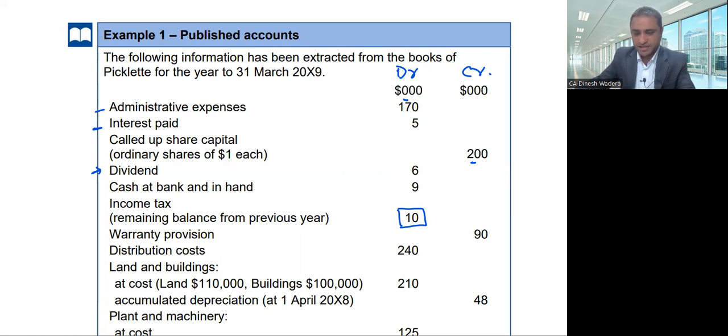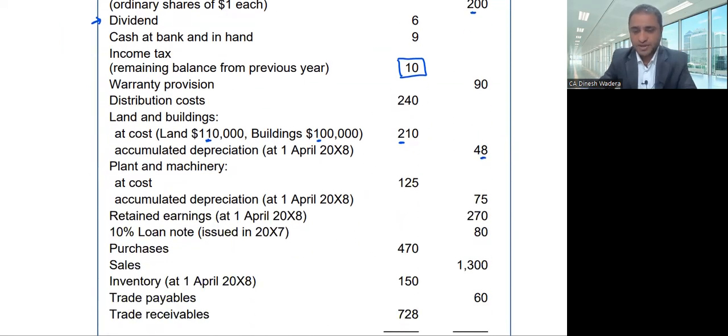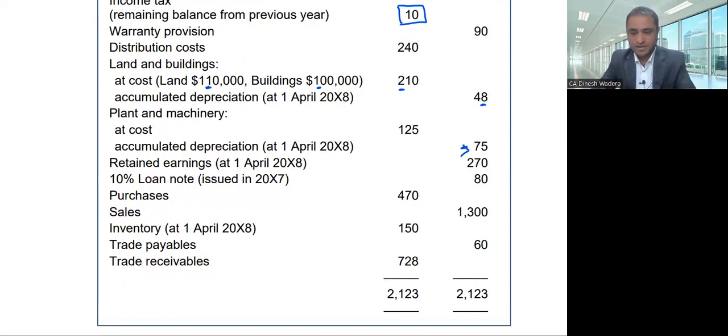We have land and building. Land has a cost of $110,000, while the building has a cost of $1 lakh, total of which comes to $210, wherein we have accumulated depreciation. The opening balance of depreciation is 48,000. All right. They will let us know what is the rate of depreciation. We have another non-current asset called plant and machinery, the cost of which is 125,000 and accumulated depreciation is 75,000. We have a retained earning, of course, the opening balance 270.